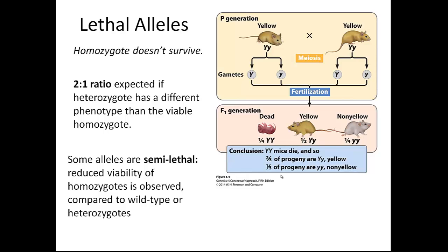I'd also like to mention that some alleles cause reduced viability of homozygotes. And so this is called semi-lethality. And one example of this is actually what we are doing in laboratory this semester, the cross-veinless mutant. What many people notice in their F2 generation is that they get many fewer cross-veinless mutants than they expect. And it turns out that the cross-veinless homozygotes have some reduced viability.